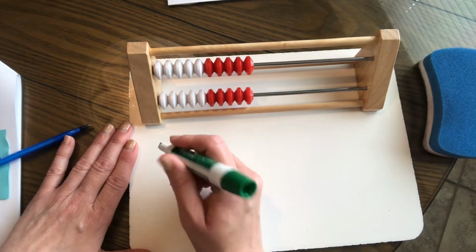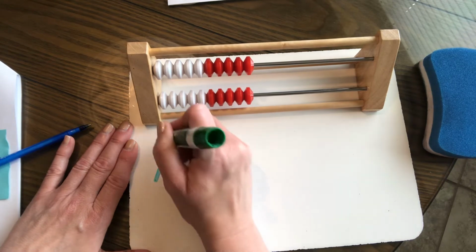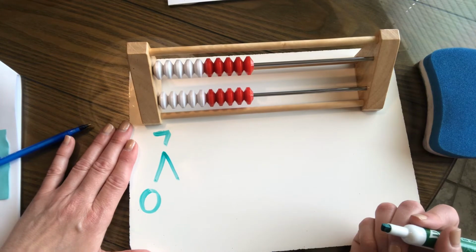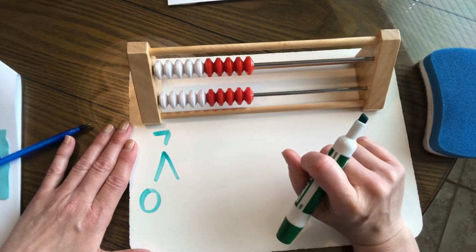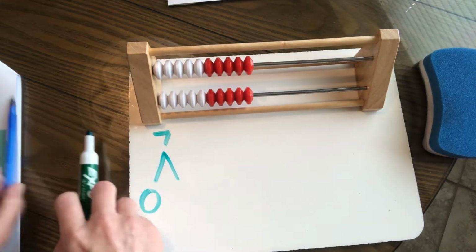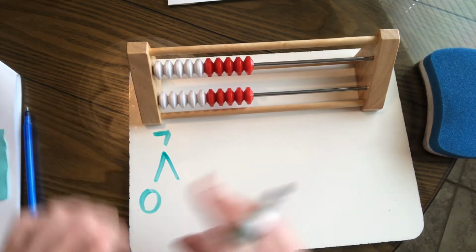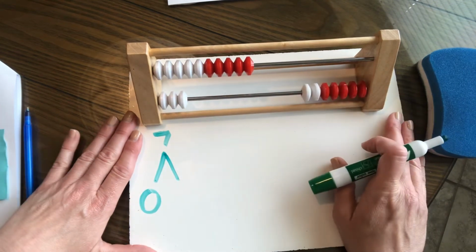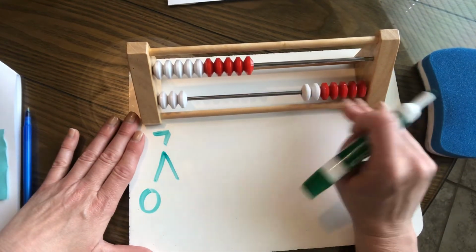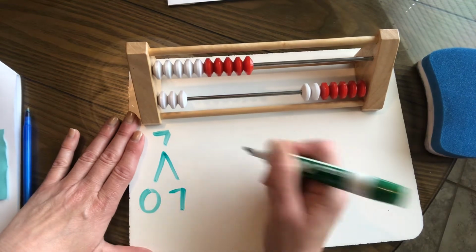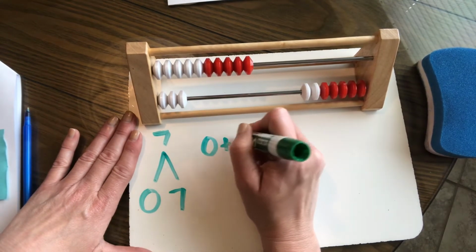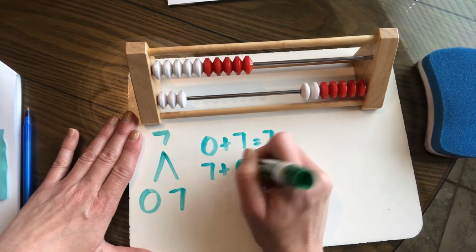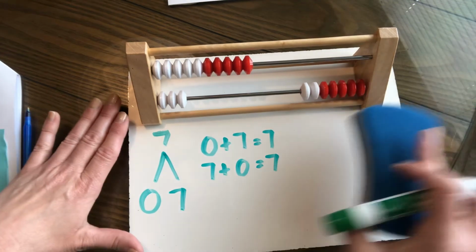This time, I want to make 7, but I want to start with nothing. If I start with nothing on top, I can count on to make 7 in all. 1, 2, 3, 4, 5, 6, 7. Or I can think, if I have nothing, I need all 7 beads to make 7. So 0 plus 7 is 7. 7 add 0 is also 7.